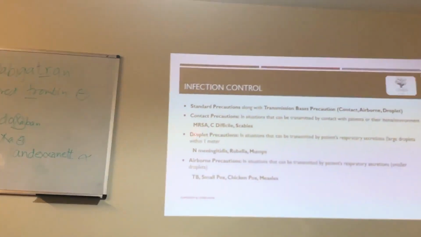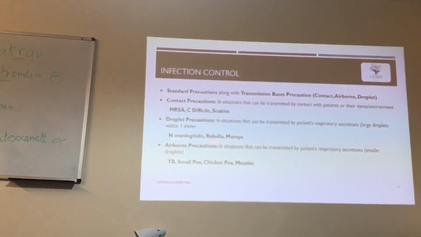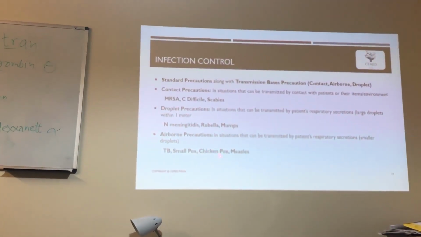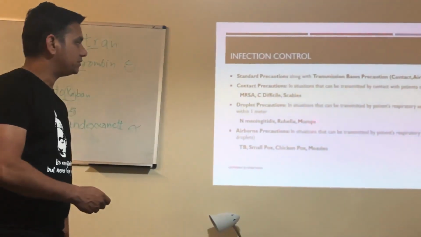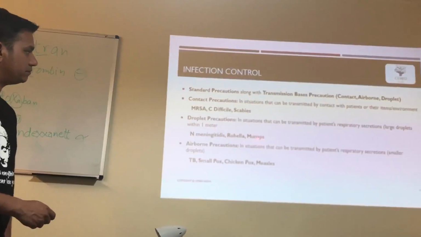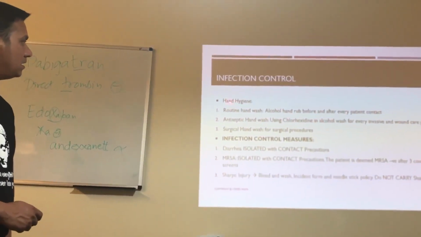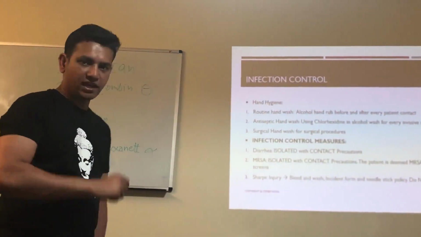So contact precautions: MRSA, C. diff, scabies. Droplet precaution: Neisseria meningitidis, mumps, rubella. Airborne is chickenpox, TB, measles. Sorry, I said measles earlier, but measles is airborne, and mumps and rubella are droplet. Normal hand hygiene: routine hand wash with alcohol rub before and after every patient contact.